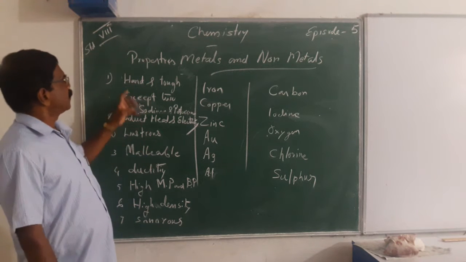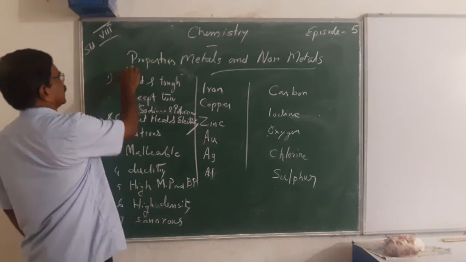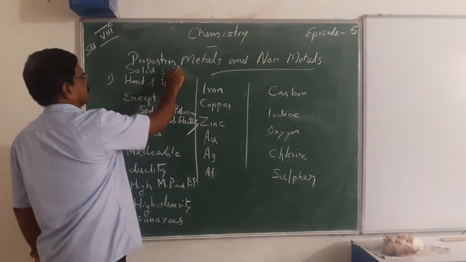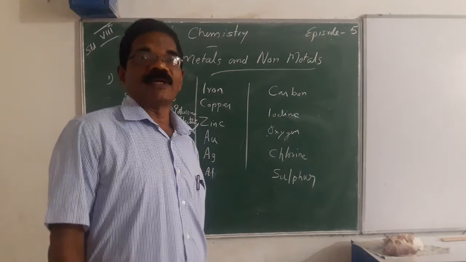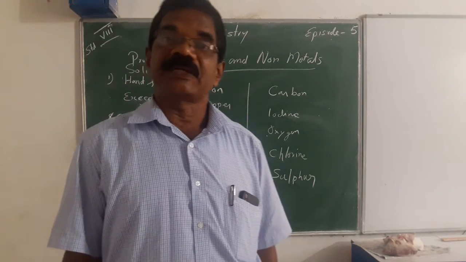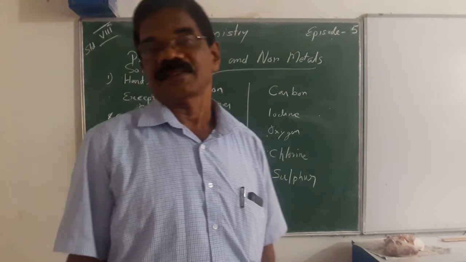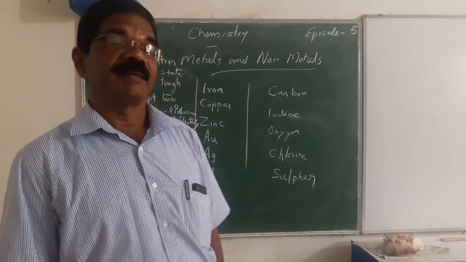For example, all the metals are in the solid state, except one. The only metal which is found in the liquid state is mercury, Hg. It is used in the thermometer, the liquid metal.